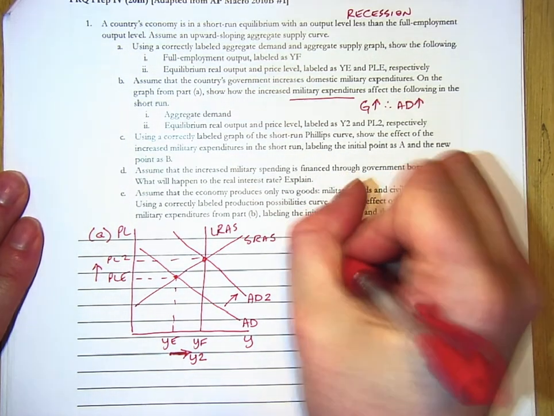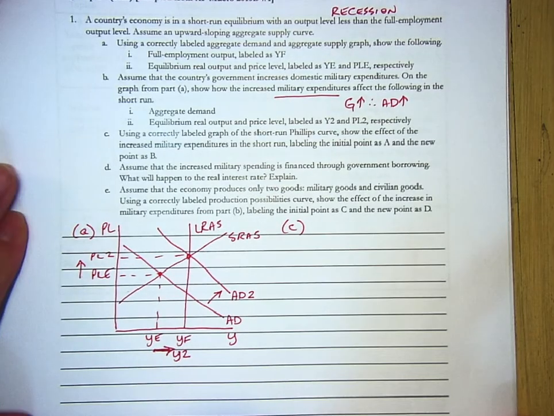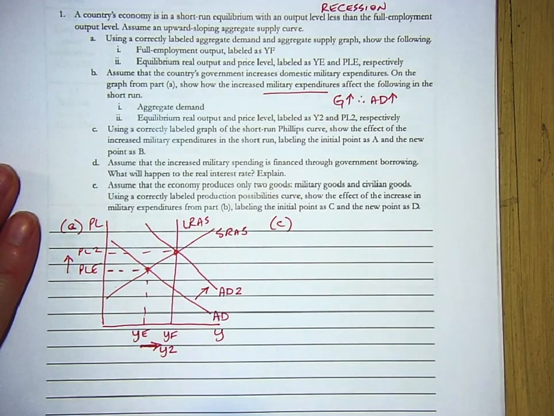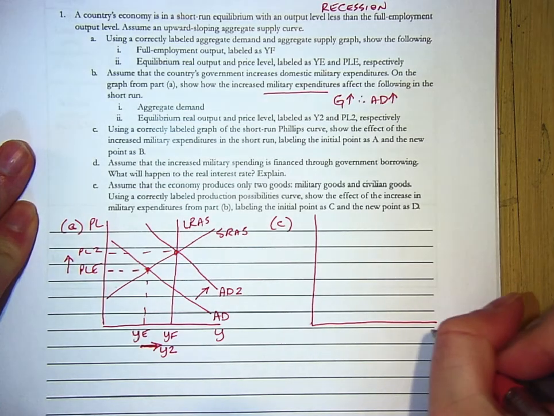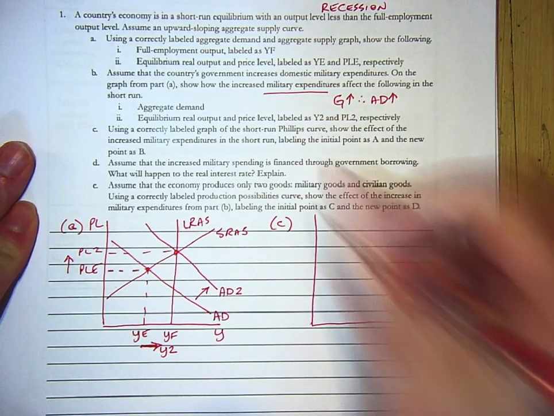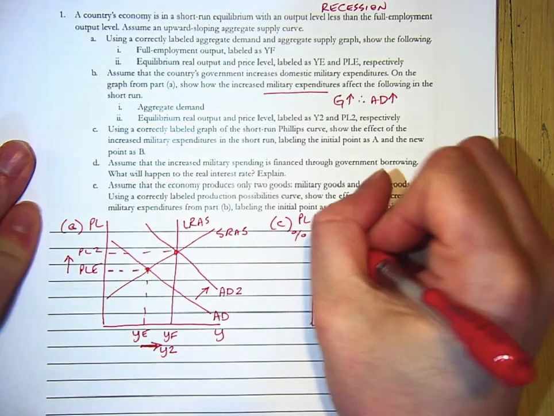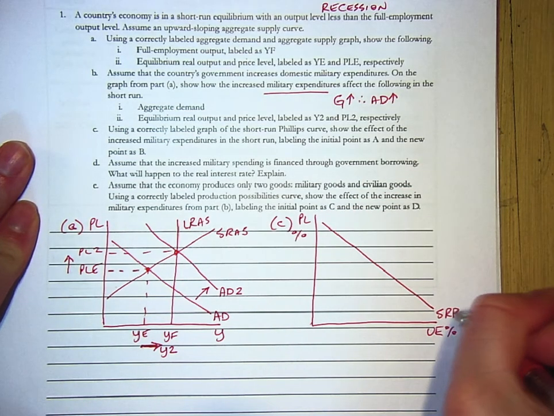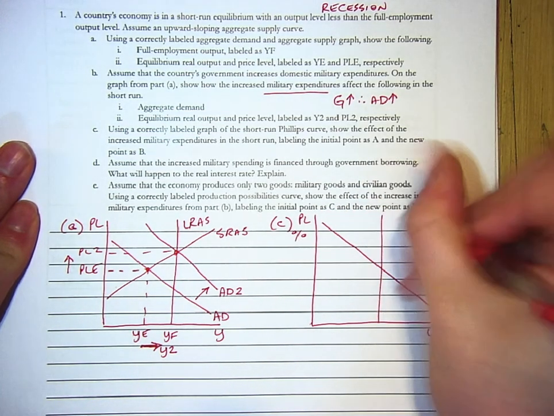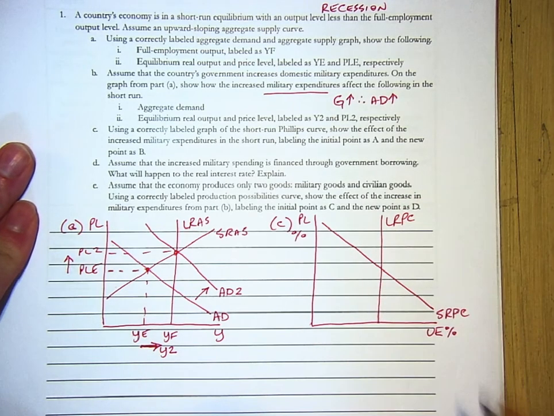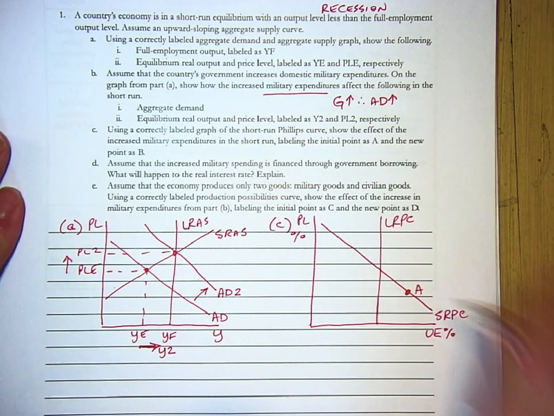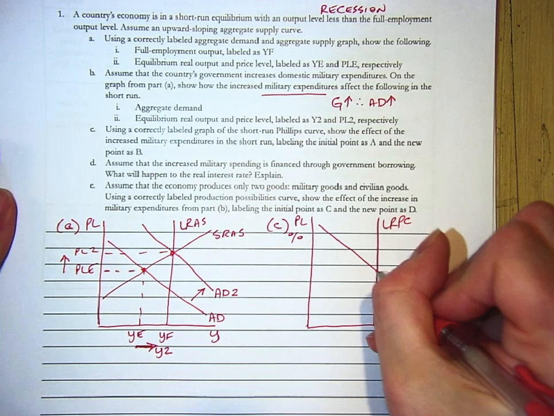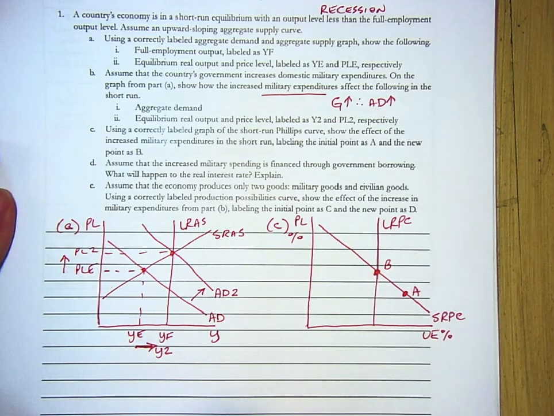Now Part C: using a correctly labeled graph of the short-run Phillips curve, show the effect of the increased spending in the short run, labeling initial as A, new as B. Okay. So we have unemployment percent and inflation percent and the short-run Phillips curve, and we'll put a long run on here, even though they didn't tell us to. The initial is going to be down here. So we're in a recession, and we closed that gap. So now we're at the long run.